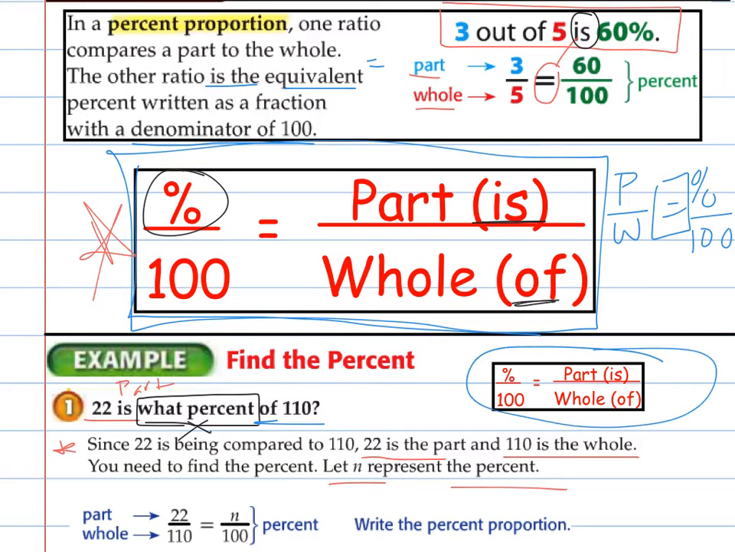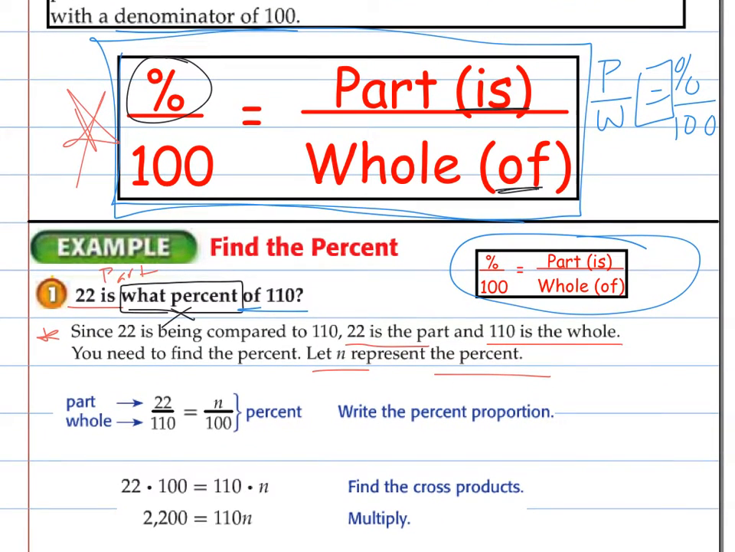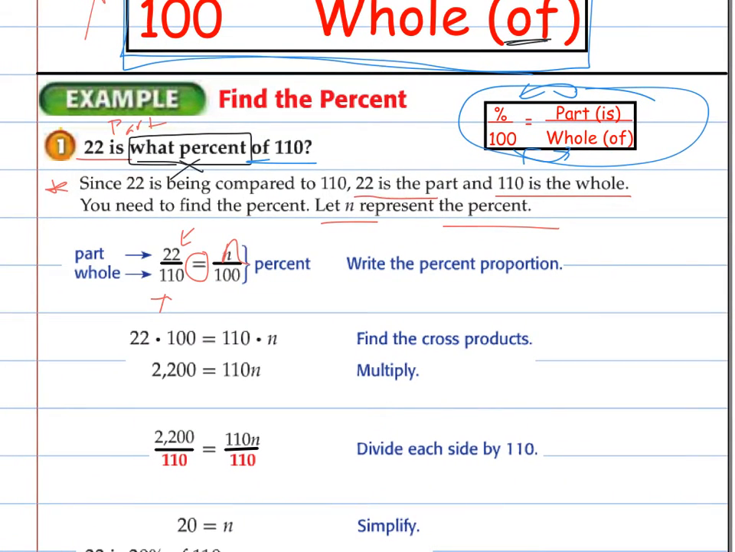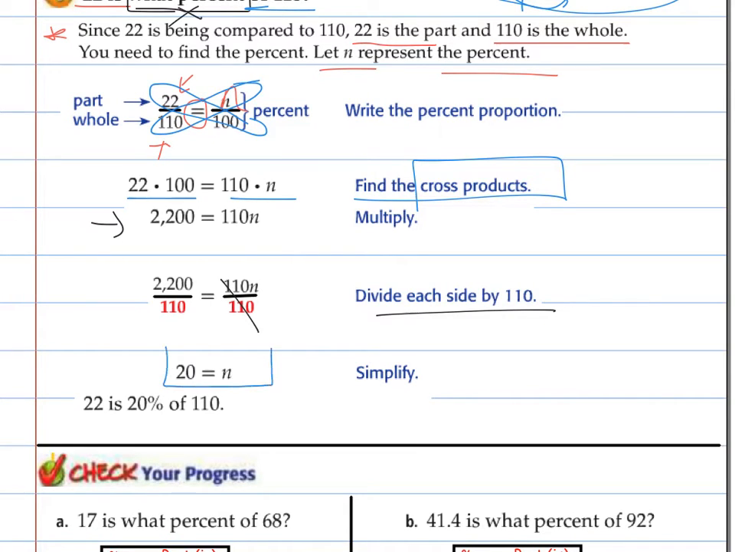And then we plug it all in to here. So again, in this case, it's flipped around, but that's okay for this to be flip-flopped. So we plug in our part, 22, out of our whole, 110, is equal to what number out of 100? Remember, we solve proportions by using cross products. So we multiply 110 times n and 22 times 100. So 2,200 is equal to 110n. We divide by 110 to get n by itself. And what we find is that n is equal to 20.